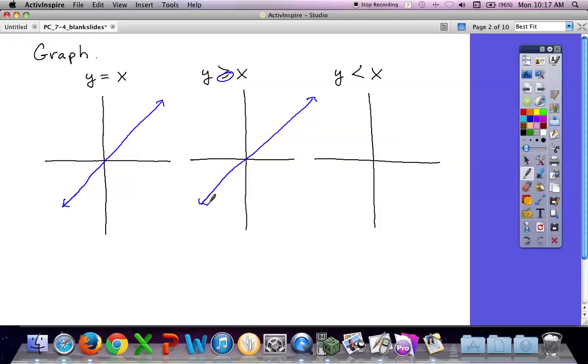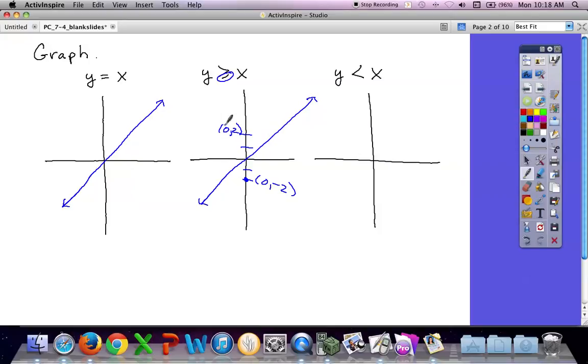For example, if I picked 0, negative 2, would that be part of the solution? Is the y coordinate greater than the x coordinate? No, it's not. So that would not be in there. How about if I pick 0, 2? What if I pick the point 0, 2? Would that be part of it? Is 2 greater than 0?